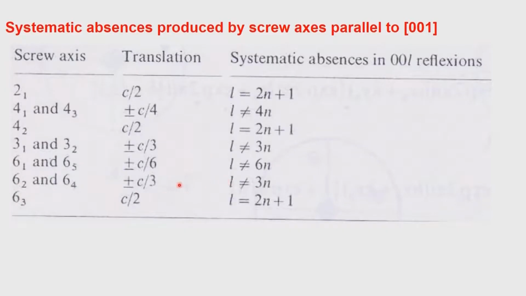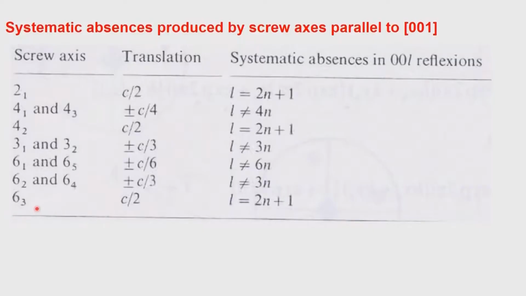So what it means is that by looking at the systematic absences associated with these crystal systems, you cannot decide the space group. Please note the point. Suppose there is a space group which is P31 and then a crystal system which goes into P32. By just looking at the systematic absences, you cannot say whether it is 3, 1 or 3, 2. Same is true with 6, 1, 6, 5, same is true with 6, 2, 6, 4 and same is true with 4, 1, 4, 3.